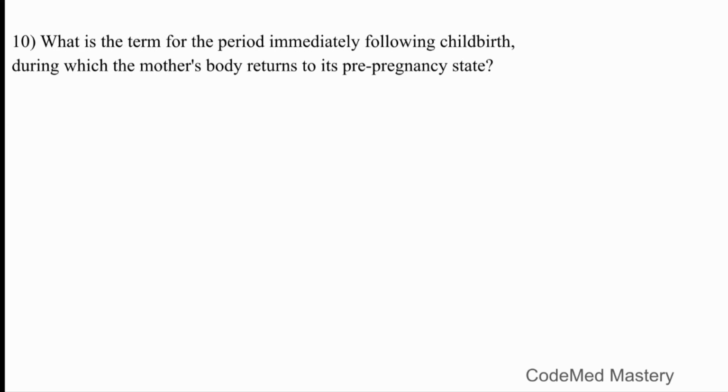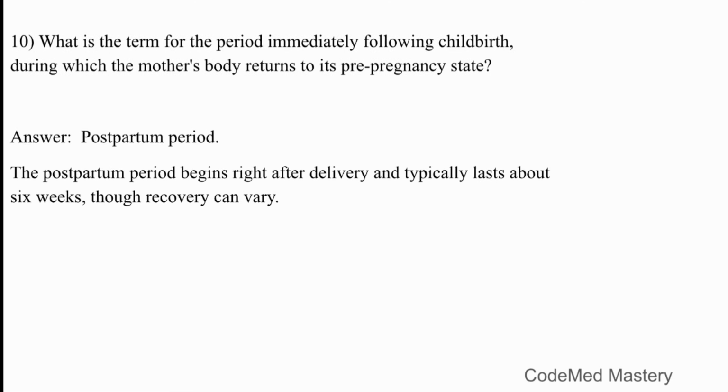Next question. What is the term for the period immediately following childbirth during which the mother's body returns to its pre-pregnancy state? It is the postpartum period. The postpartum period begins right after delivery and typically lasts about 6 weeks, though recovery can vary.